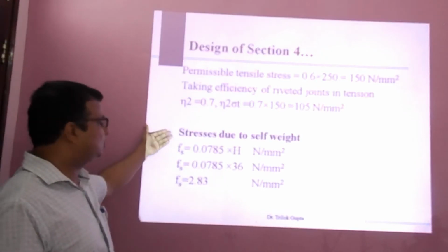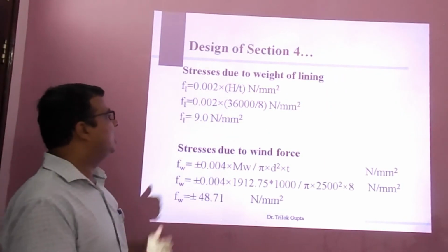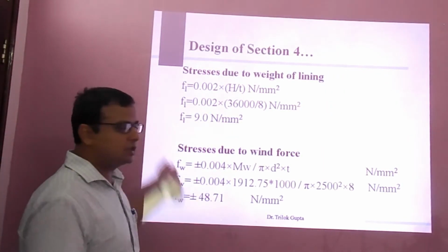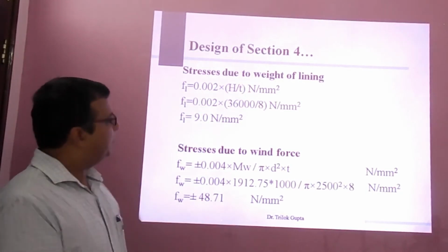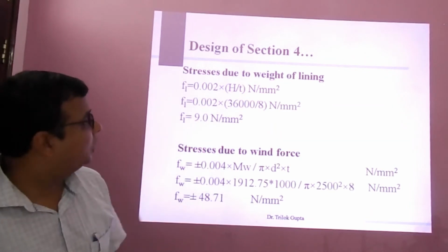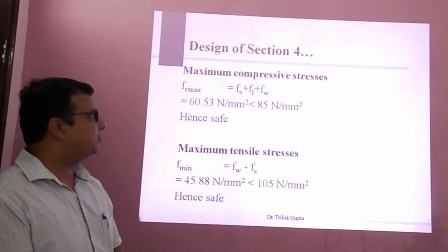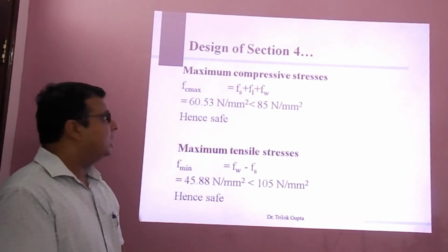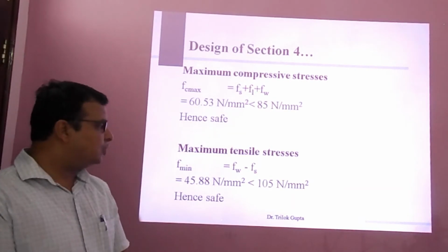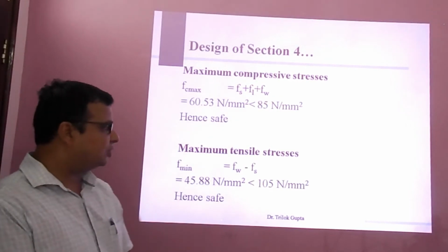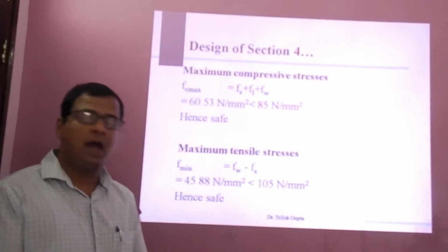So stresses due to self weight will be 2.83, and stresses due to the weight of lining will be 9 Newton per mm square, and stresses due to the wind force will be plus minus 48.75 Newton per mm square. Now maximum compressive stresses will be 60.53 Newton per mm square, which is less than 85 Newton per mm square, and maximum tensile stresses will be 45.88 Newton per mm square, which is less than 105 Newton per mm square. Hence our section is safe in compression as well as in tension.